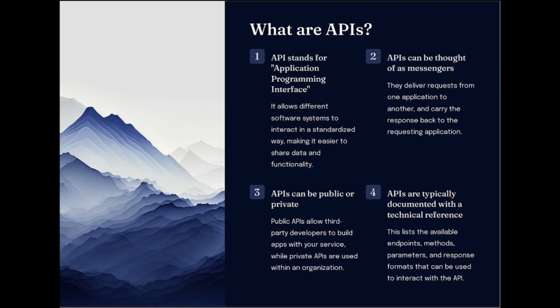APIs can be public or private. Public APIs allow third-party developers to build apps with your service, while private APIs are used within an organization. APIs are typically documented with a technical reference. This lists the available endpoints, methods, parameters, and response formats that can be used to interact with the API.